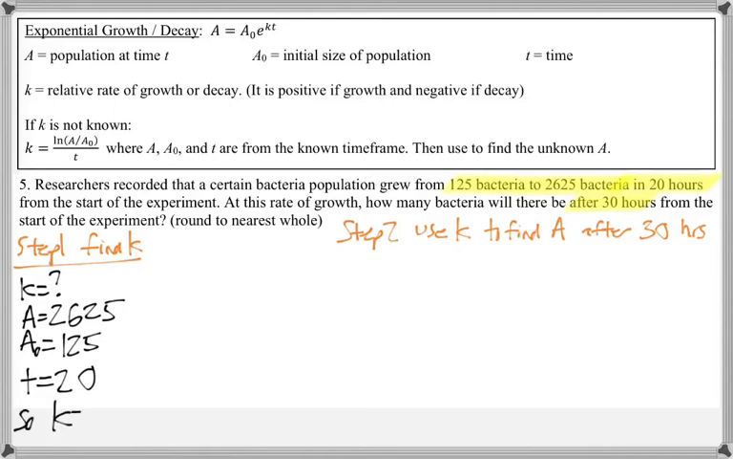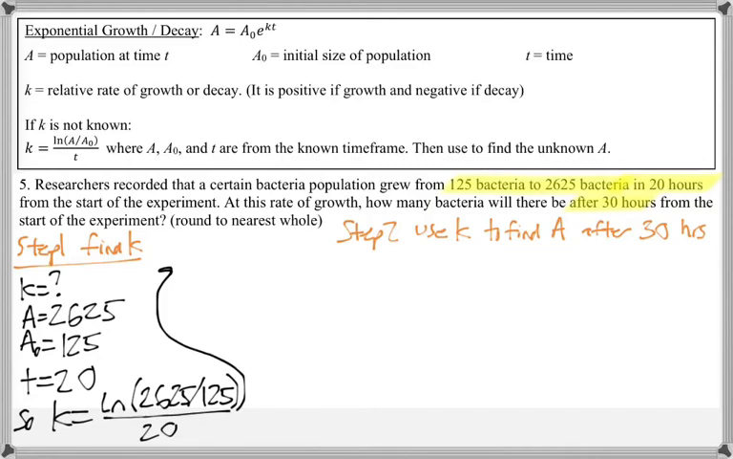So k is equal to ln of 2,625 over 125, all over 20. And we can try to reduce that fraction on the inside of the logarithm, and that reduces to 21. So k is equal to ln of 21 over 20.